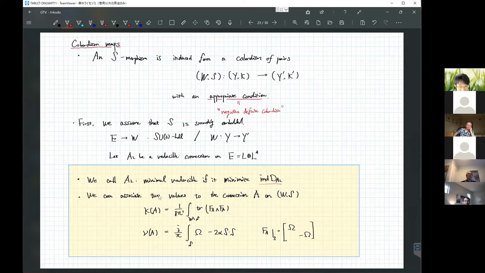And we can associate two values to the connection over the cobordism of pairs, like this. Kappa is given by the Chern-Simons integral, and this is called energy. And nu is given by the integral of the first component of the curvature form.